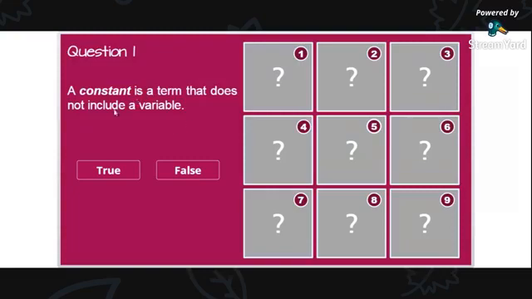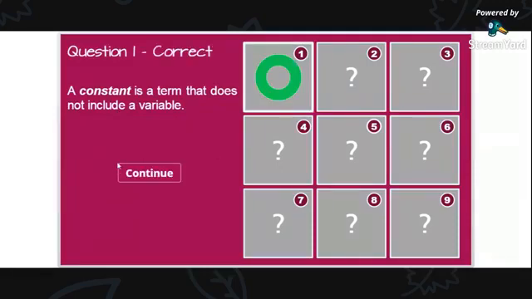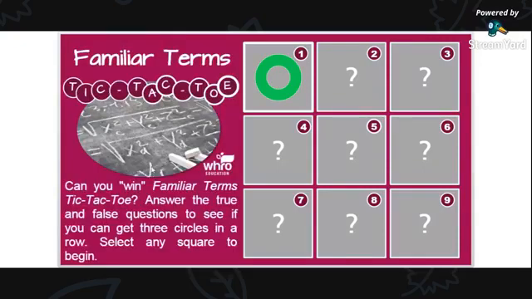So let's see. Is a constant a term that includes a variable? Well, is a constant a term that does not include a variable? I'm going to say yes. All right. Hey, you got that correct. Good stuff. So let's keep playing. And this is how you're going to do this activity. All right.